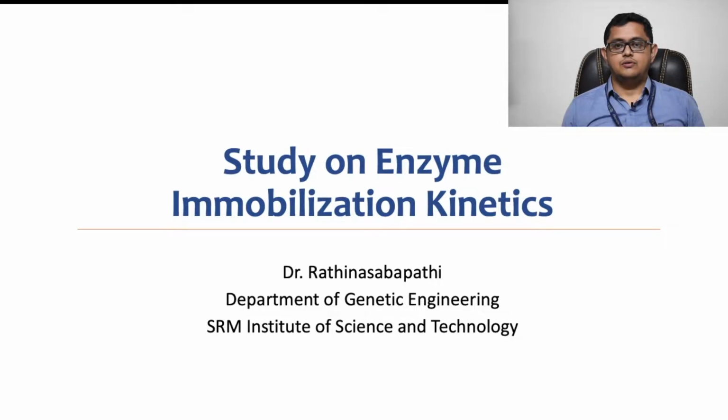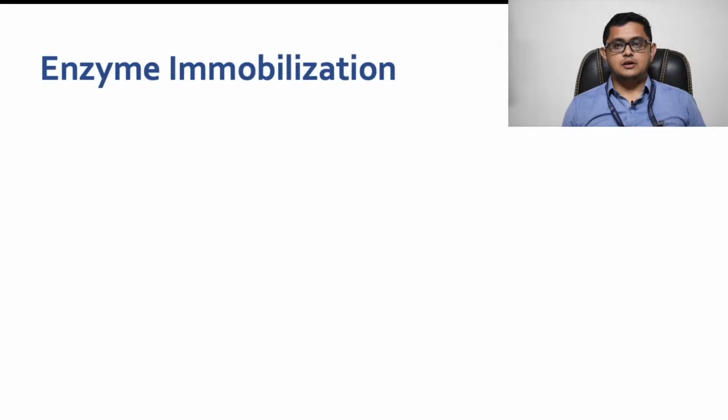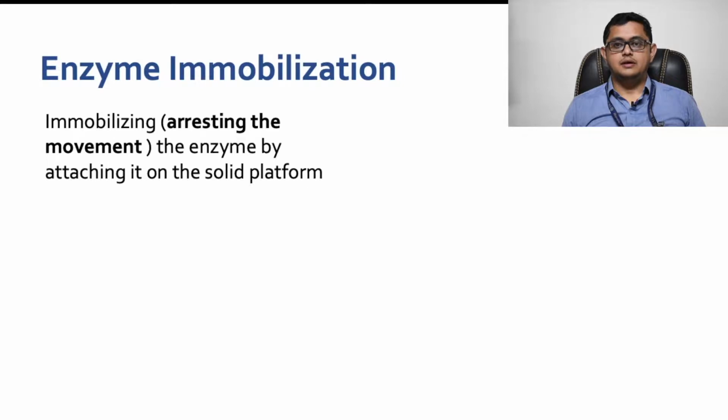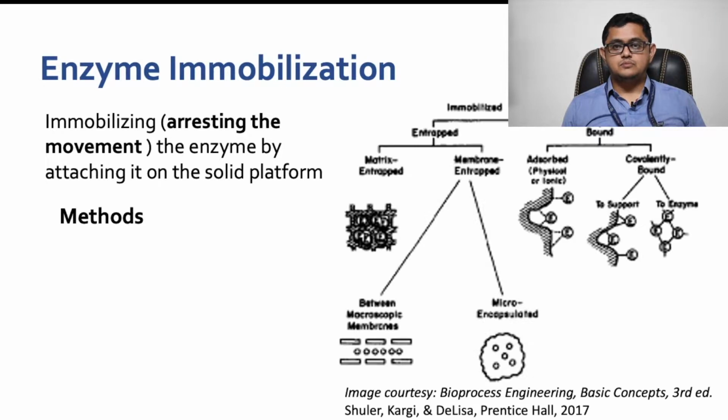In this video, we are going to demonstrate the enzyme immobilization kinetics. Enzyme immobilization is nothing but arresting the movement of an enzyme on a solid platform. There are different methods that we can use to immobilize enzymes. For example, there are two major categories: one is surface bound enzyme immobilization, and another is entrapment based enzyme immobilization.